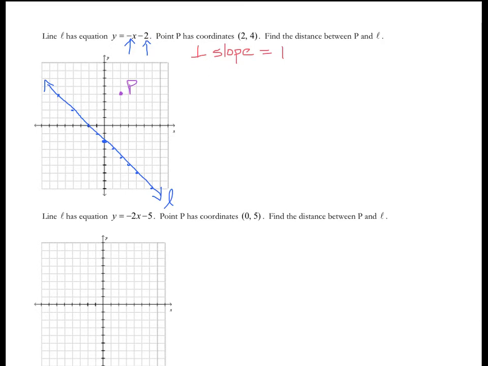So if we do from P a positive 1 slope, it should hit our line at a nice point that we can tell the coordinates of. So now we're doing the distance between those 2 points to find the distance that we're looking for between the point and the line. So the distance between 2, 4 and the point where they intersected right here, which is at -2, 0.